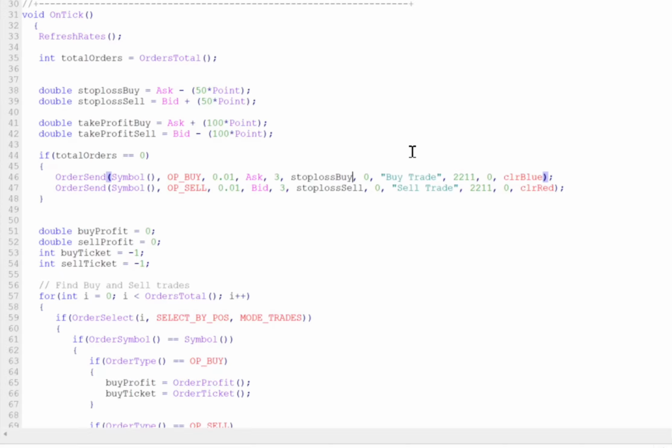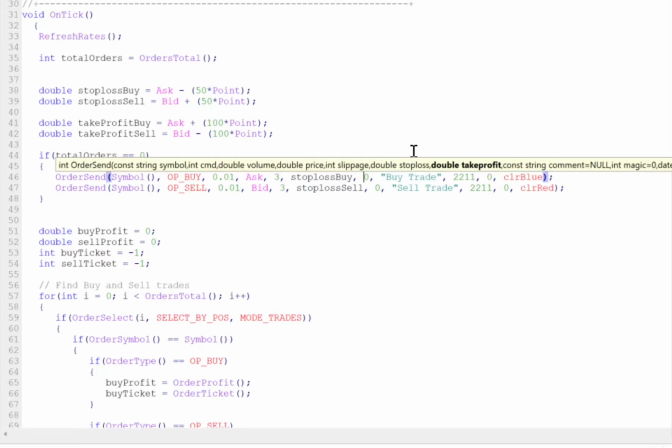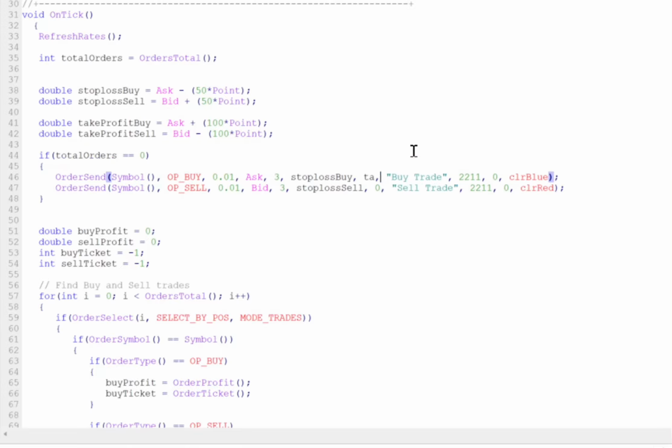Now let's replace this take profit parameter with the variable that we have just created. This is take profit buy. We have to replace this one with take profit sell.